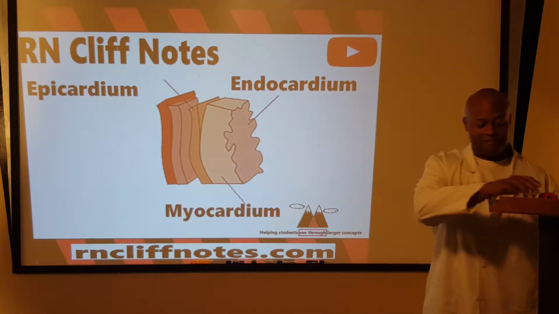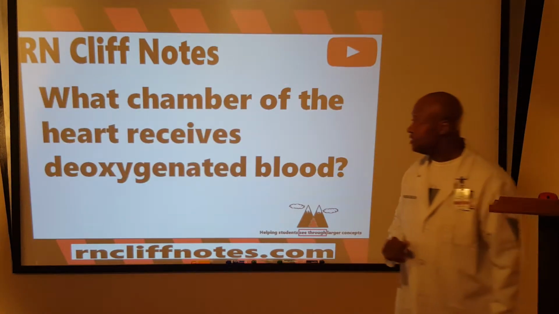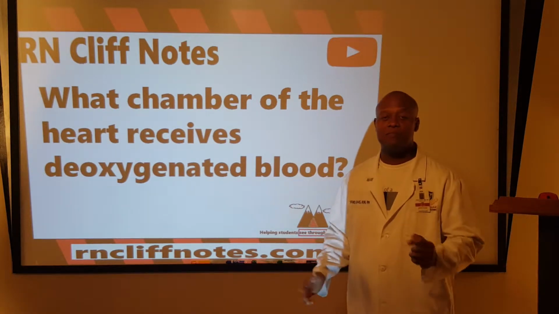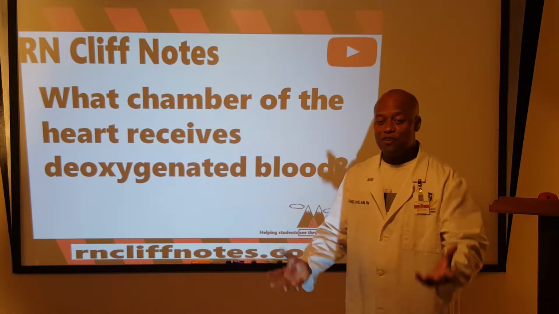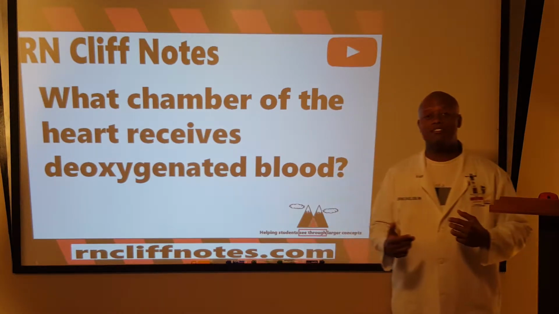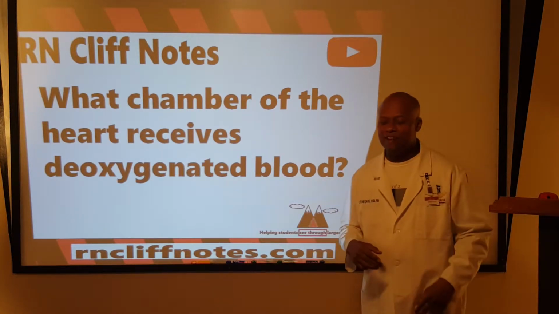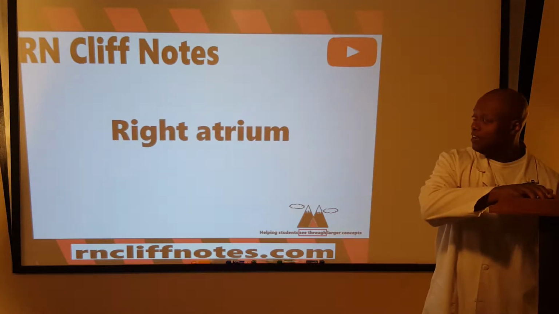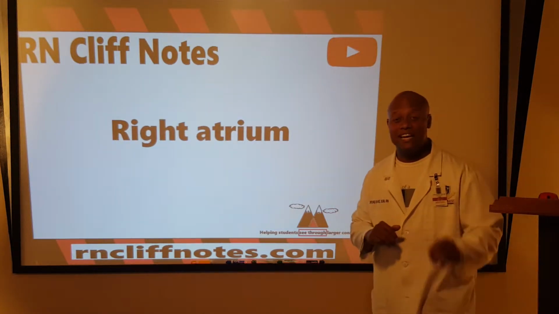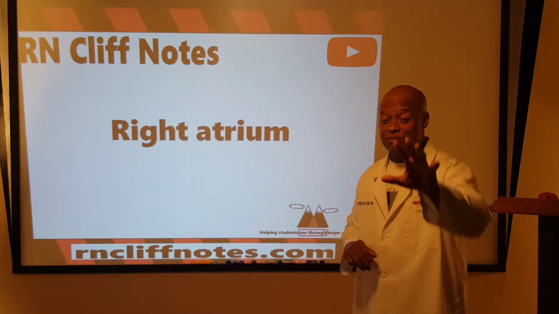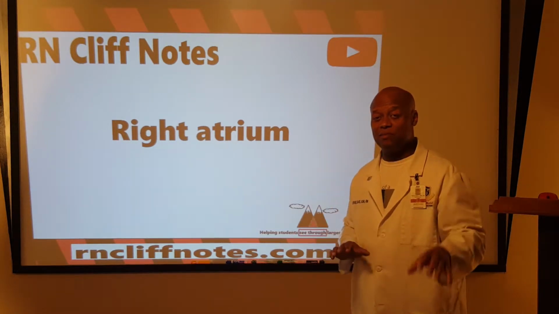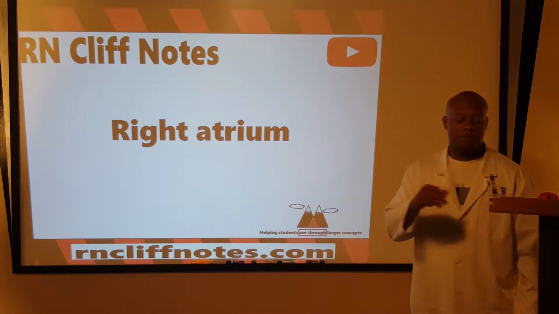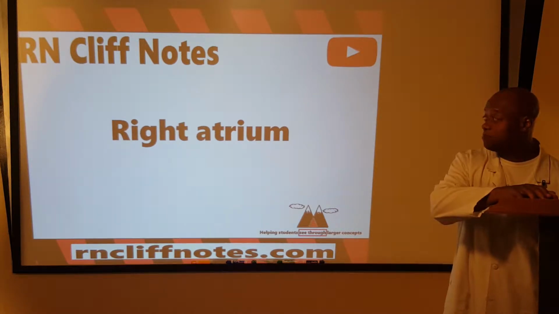All right? Great. Now, what chamber of the heart receives deoxygenated blood from the body? What is the first chamber of the heart that the blood enters? And this is kind of an all-time favorite on tests too. All right? And the right atrium. Yes, it's your right atrium that receives blood from all the parts of your body, right? The first chamber of the heart that your blood enters, the right atrium.